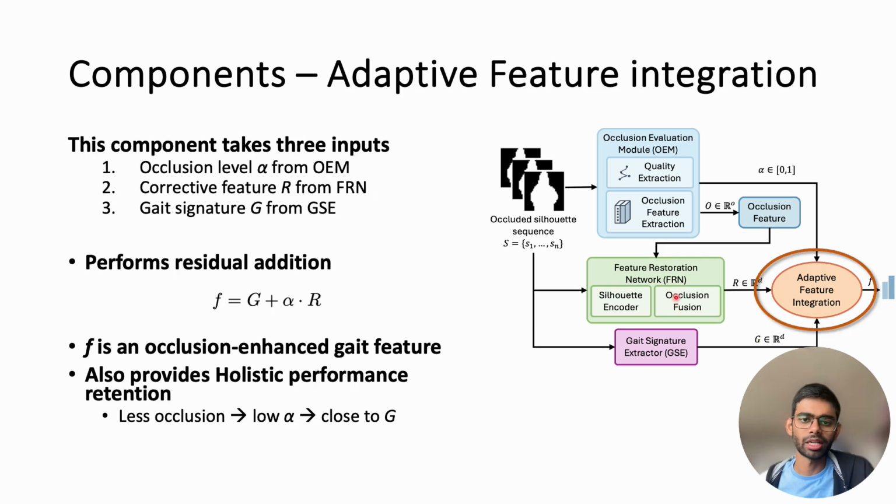And then we have three things which we have to fuse: the scalar alpha, the corrective feature R, and the gait signature G. We do adaptive feature integration, but it's just another way of saying residual addition.